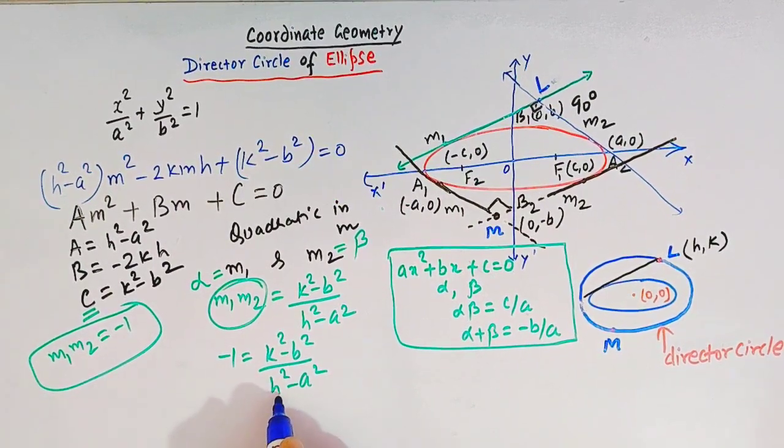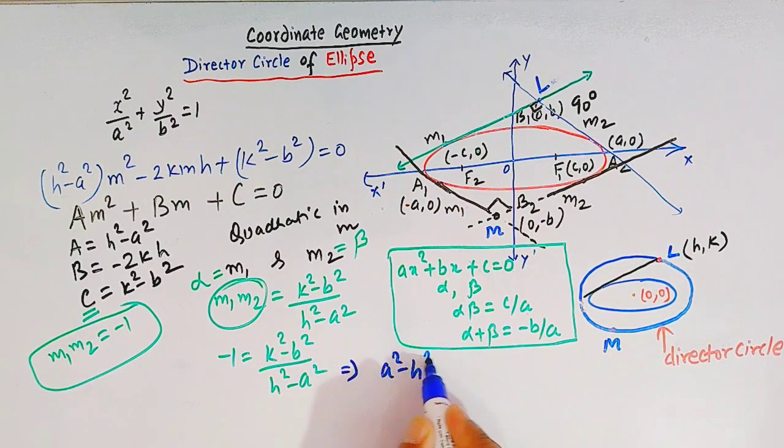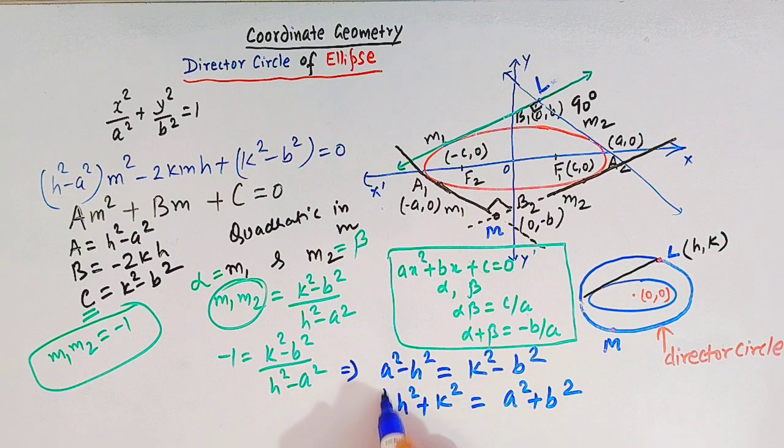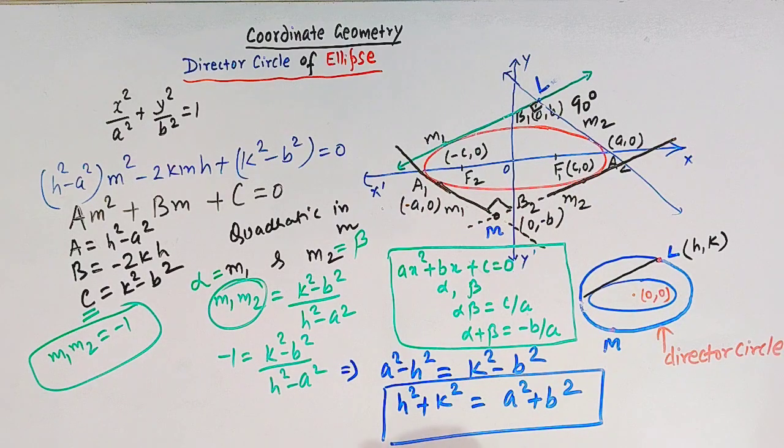Now we can take this term to this side. Here we multiply h square minus a square by minus 1. So we have a square minus h square equal to k square minus b square. Now if we rearrange this equation, we get h square plus k square is equal to a square plus b square. So this is the equation of the director circle. We'll express it in terms of x and y.